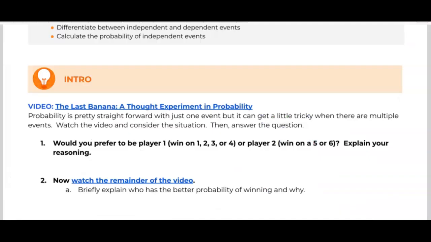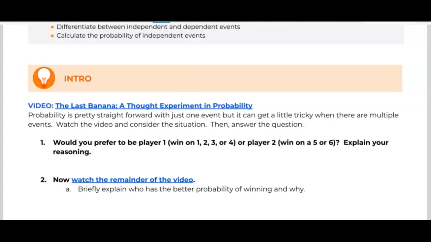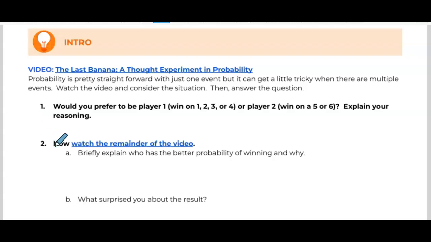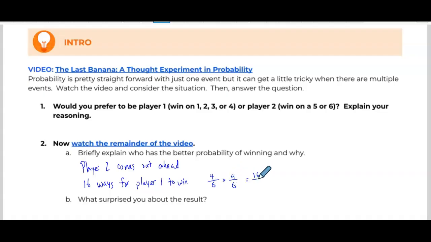All right, so let's go back and explain why this works this way. We're talking about compound probability here, right? So player 2 ends up having the higher probability. Player 2 comes out ahead. And the way it was explained is that there are 16 ways for player 1 to win. And that can be done by doing 4/6 times 4/6, which is 16 over 36. So 16 ways for player 1 to win.